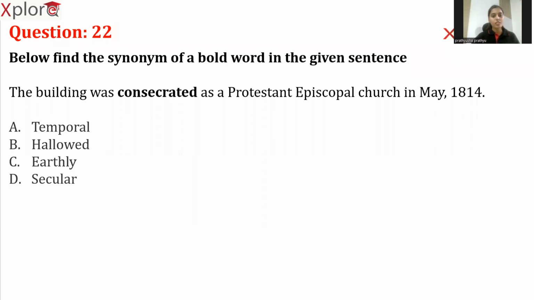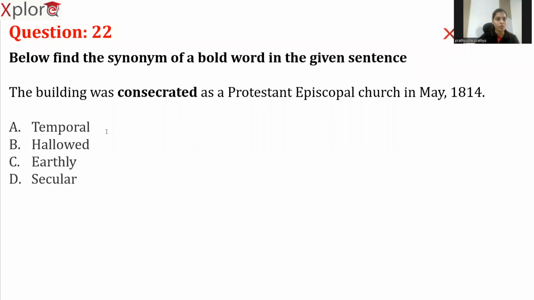The building was consecrated as a Protestant Episcopal church in May 1814. So as you can see here, just now I have told you, consecrated means something which is related to God. So in other terms, it is referred to as being holy or sacred. Okay, the meaning of consecrated is sacred or holy. Now, what is the meaning of temporal, hallowed, earthly, and secular? And we need to identify the synonym here.